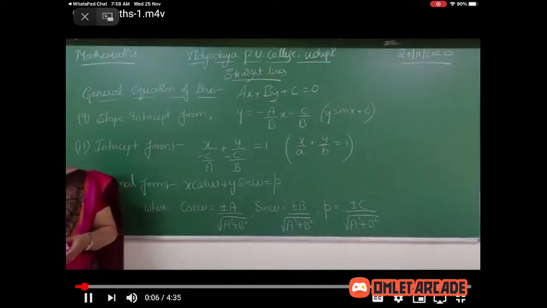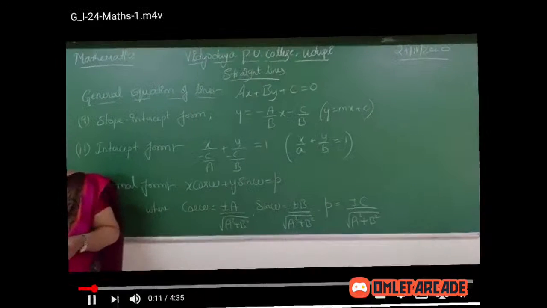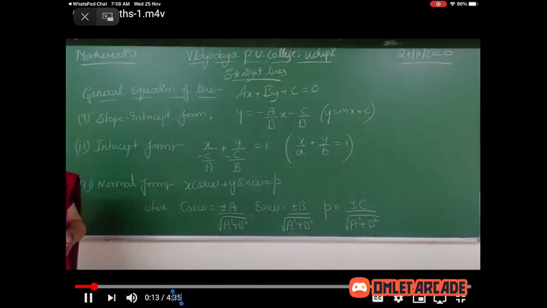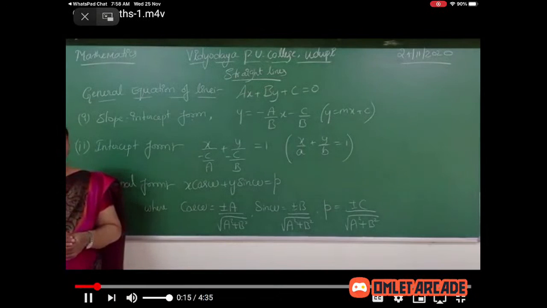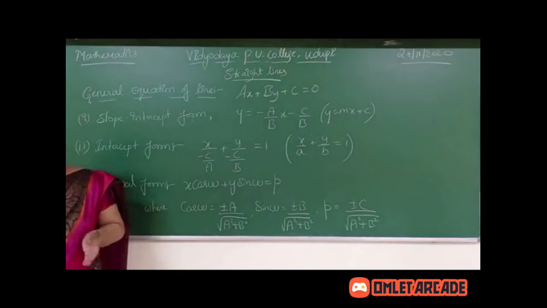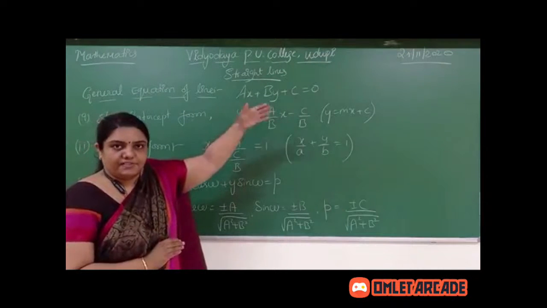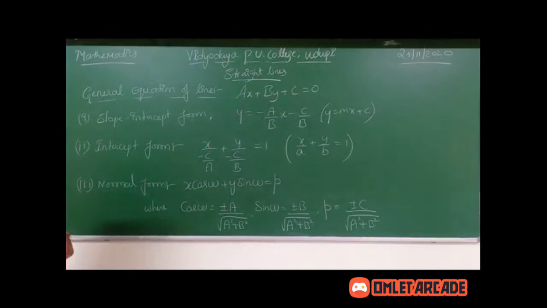Hello everyone. So last class we discussed the general equation of a line, that is ax plus by plus c is equal to 0, where a, b, c are constants and a and b should not be equal to 0 simultaneously. We also considered this general equation of a line in terms of slope-intercept form, intercept form and normal form.